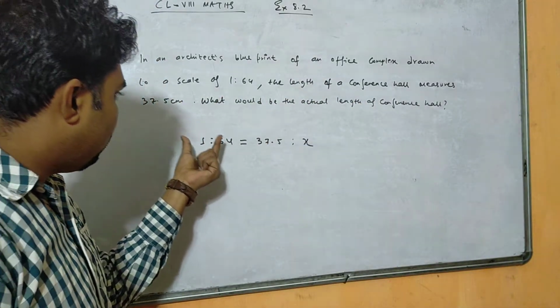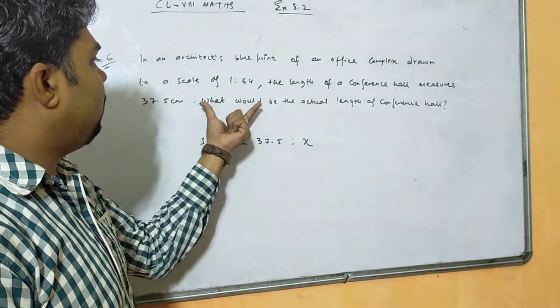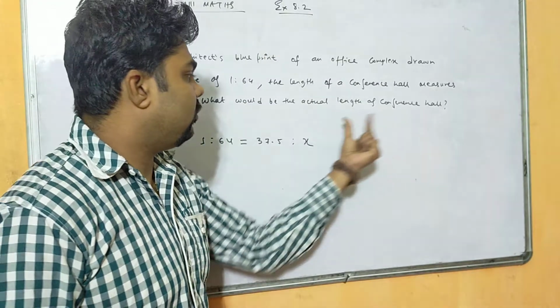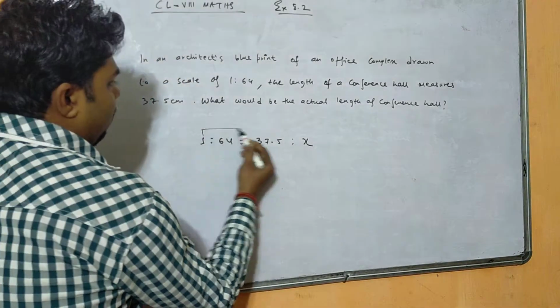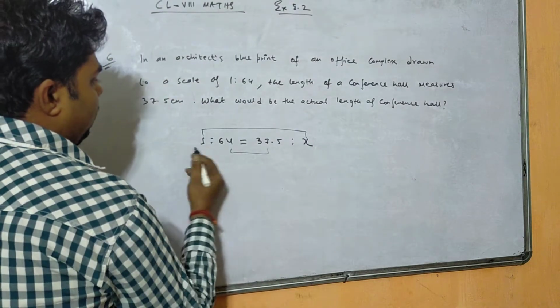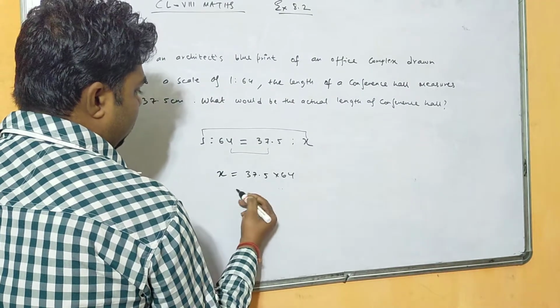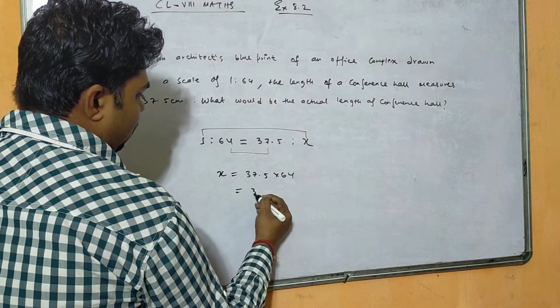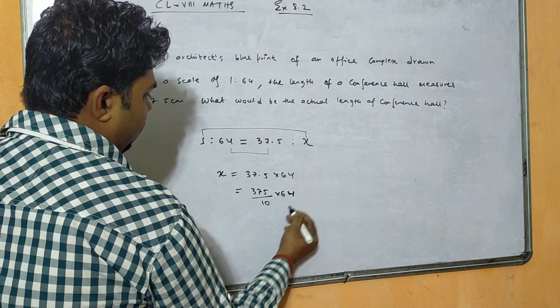So this ratio equals 37.5. So what will be the actual length of the conference hall? Let the actual length of the conference hall be X. So you will multiply this one, right? So X into 1, X; 37.5 into 64. So 375 by 10 into 64.